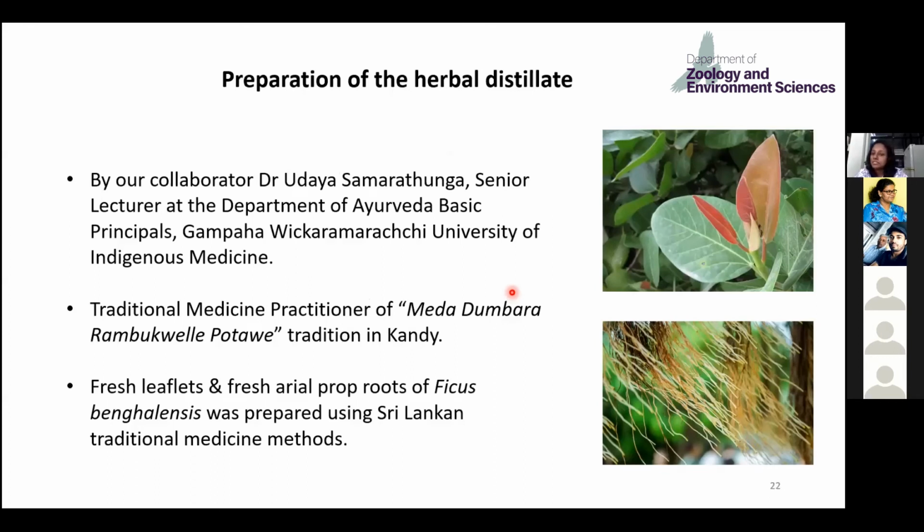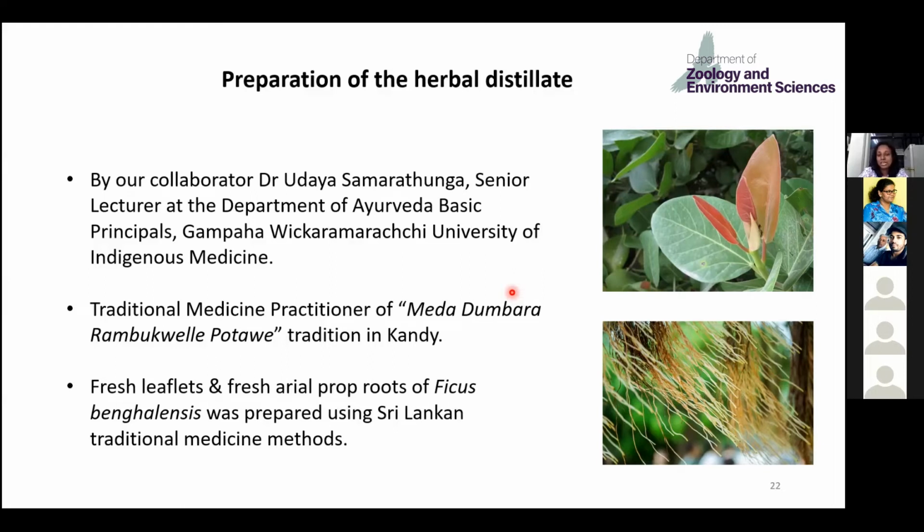So preparation of the herbal distillate was done by our collaborator, Dr. Udaya Samaratunga, senior lecturer at the Department of Ayurveda Basic Principles, Gampaha Wickramarachchi University of Indigenous Medicine. He is also a traditional medicine practitioner of the Madadumbara Rambukwale Potave tradition in Kandy. So he uses both these knowledges, but in this herbal preparation, he used traditional medicine methods, and fresh leaflets and fresh aerial prop roots were used to prepare this herbal distillate.